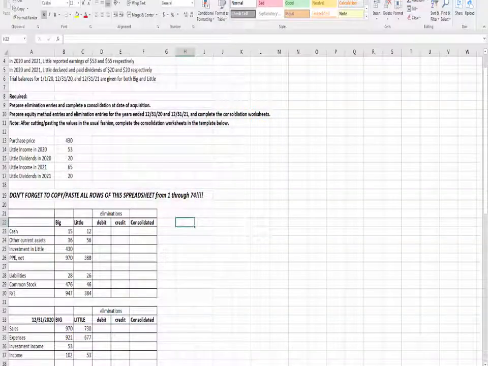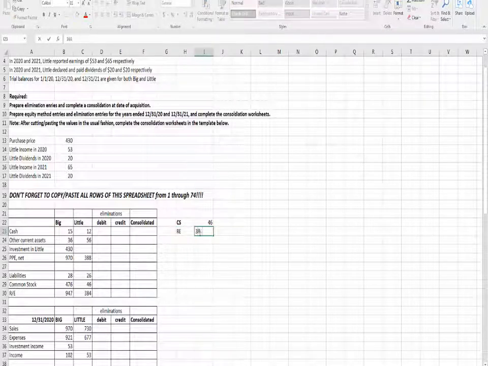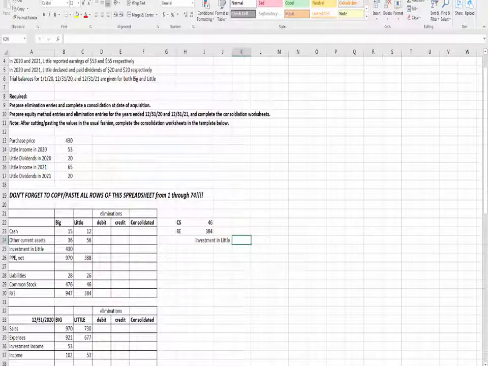That should be fairly easy. Again, at the date of acquisition, there's no income, there's no dividends. All we have is that initial S entry. And again, we're going to eliminate the subsidiaries' beginning of year common stock, their beginning of year retained earnings, and we're going to close that against the investment in Little.